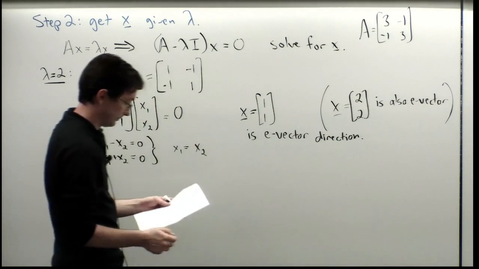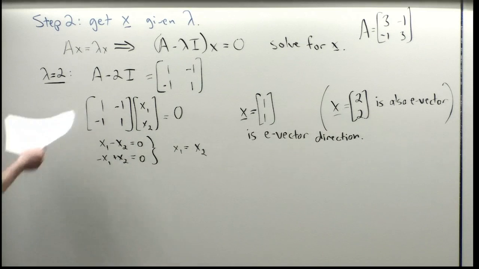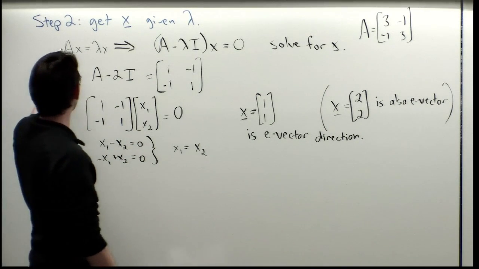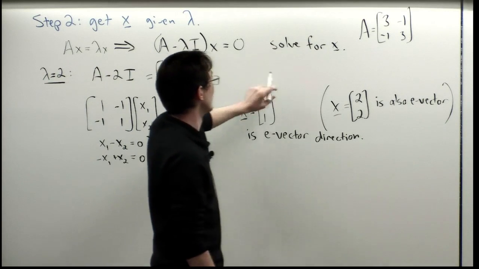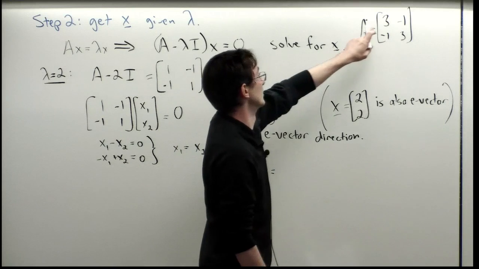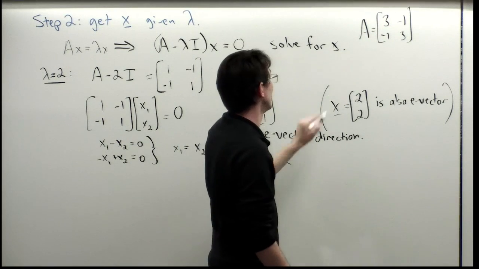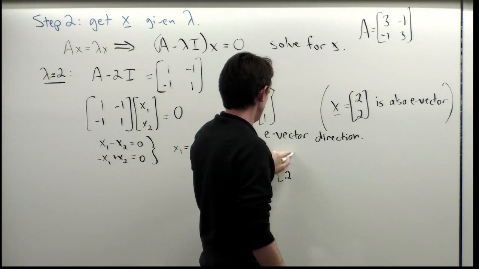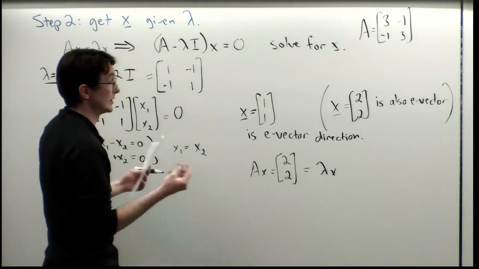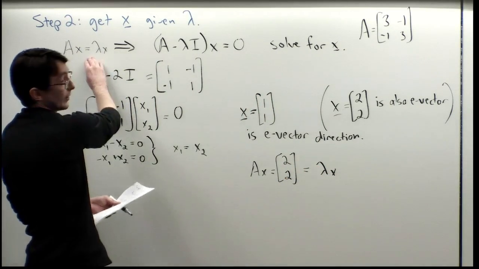Okay, good. And we can just verify that this actually does satisfy our equation. So if we look at A times x, what is A times x? That's equal to 3 minus 1 is 2, and minus 1 plus 3 is 2. This does, in fact, equal lambda times x, right? So this does satisfy our eigenvalue equation.